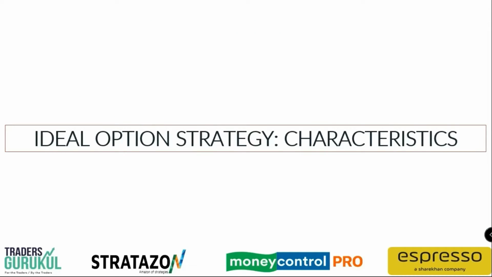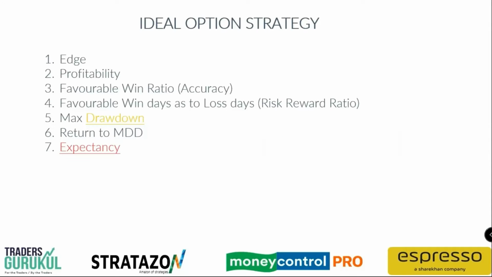So what are the ideal option strategy characteristics? First of all, there should be an edge. What do I mean by an edge? Actually, trading is a very competitive task, as you all know. You have not only to work hard, but you have to work smart also, to have a technical, psychological, strategic advantage over the others. So this is basically a game of survival of the fittest. This smart work which you deploy, or this advantage over others, is your edge.